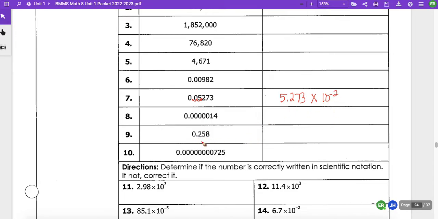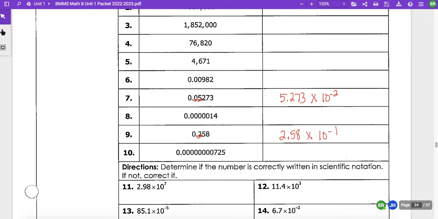Okay, now let's look at number 9. Once again, same thing. This is between 0 and 1, so once again we know we're going to have a negative exponent. So let's start at the decimal, and we moved 1 place here. Okay? So we're going to write down our root number, so 2.58. Notice I cut off the zeros in the beginning here because we don't want to start with 0 in our root number, and we don't want any zeros at the end of our root number as well. So times 10, and we moved 1 place, so our exponent here is negative 1.